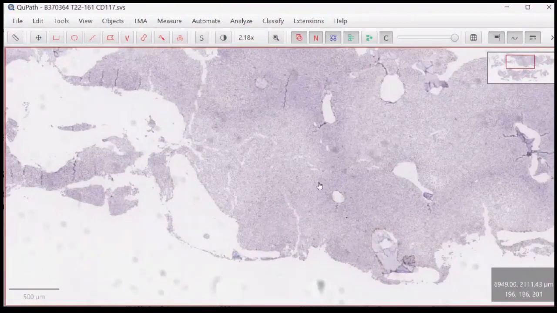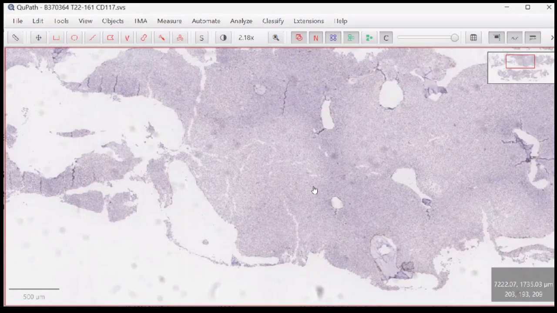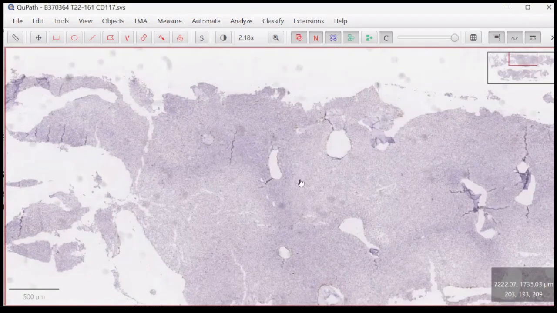Boleh nampak tak? Boleh Doktor? Boleh tak? Okay.